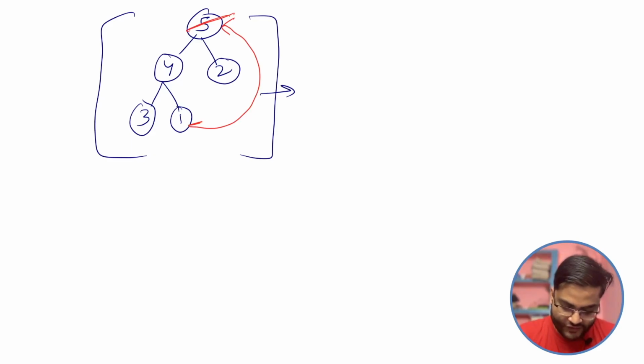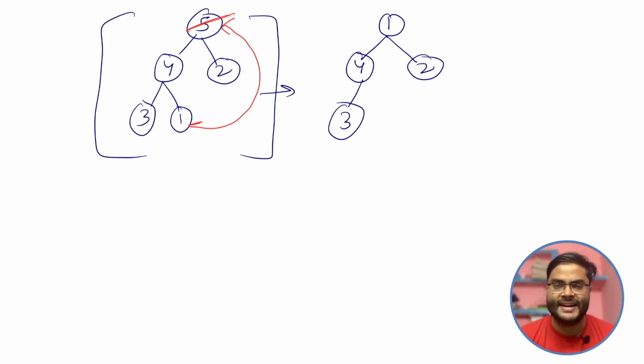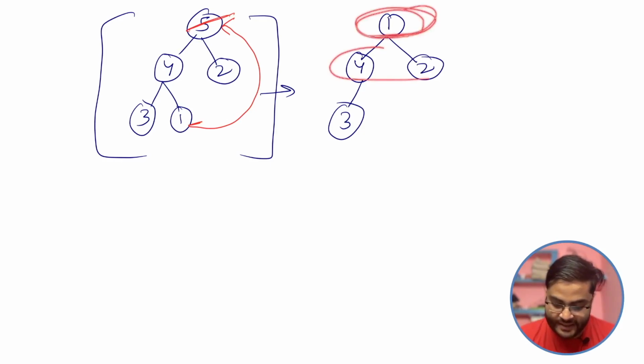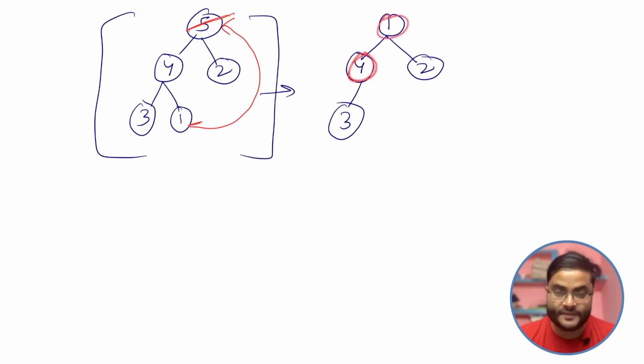After deleting 5, I will put 1 here, 4 here, 2 here, 3 here. So my tree will look like this. Now check for max heap property. Is 1 greater than 4? No, so it is not forming the max heap property. I need to swap, but the value of parent should be greater than both the children. Is 4 greater than 1? Yes. Is 2 greater than 1? Yes. But we need to pick the maximum of these two.